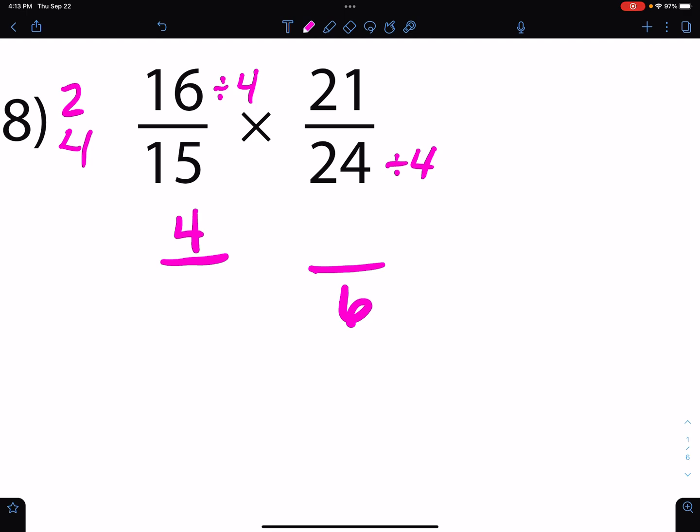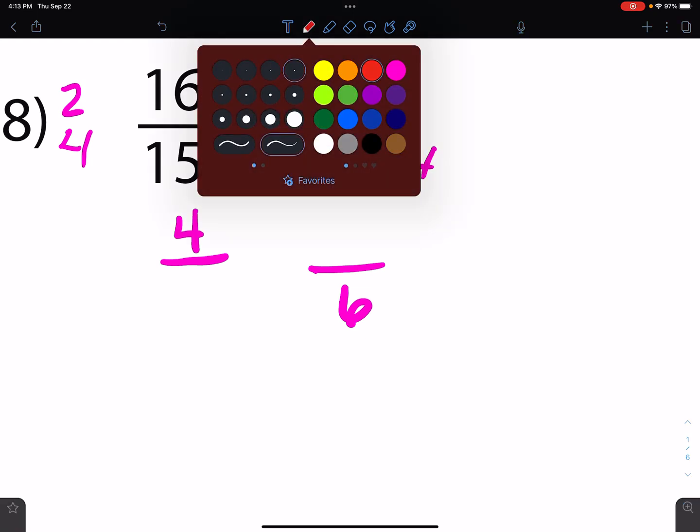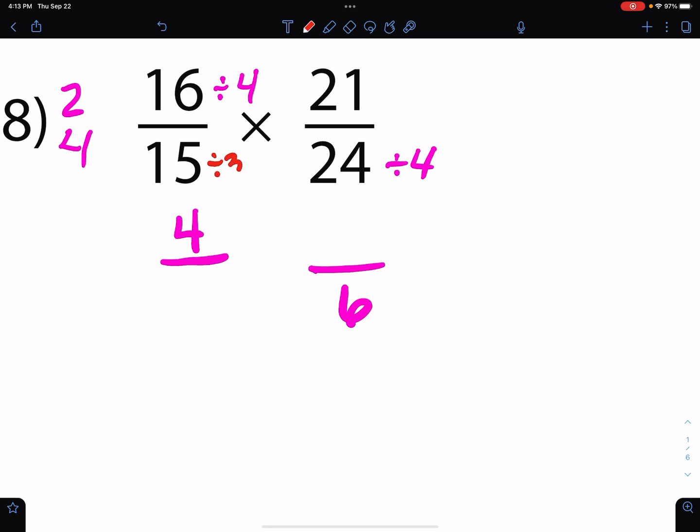The other two numbers, it's a little bit more difficult, so I have to start looking. Well, 2 won't work, so let's think about 3. Would 3 work? 15 divided by 3? Yeah. 21 divided by 3? Yeah. 4, no. 5, no. So I'm going to stick with 3. 15 divided by 3 is 5. 21 divided by 3 is 7.